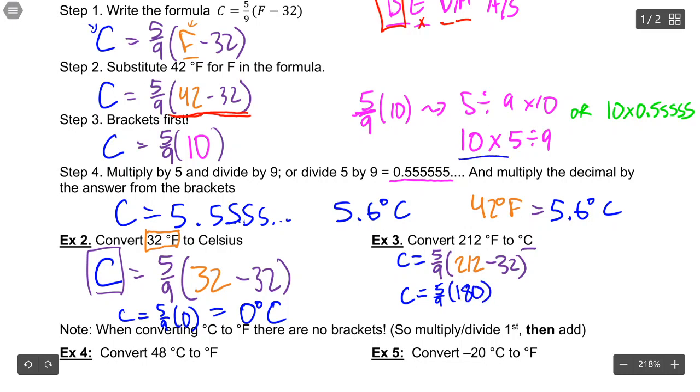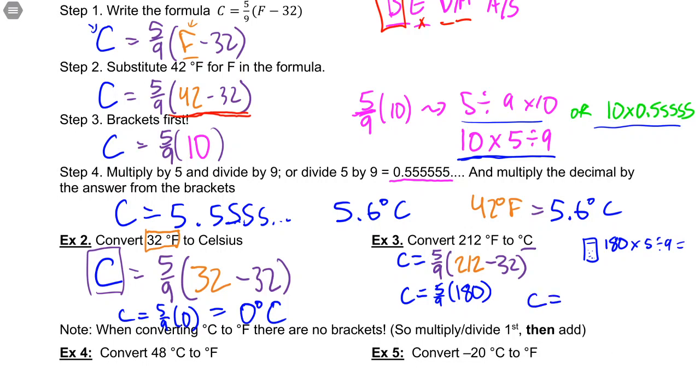And then whichever one I want to do, doesn't matter. I usually do this one. So in my calculator, I'm going to do 180 times 5 divided by 9 equals, and I get C equals 100 degrees Celsius. So that's boiling.